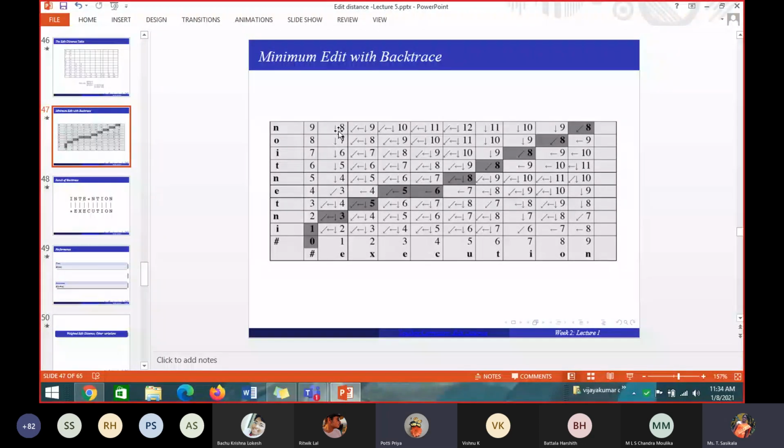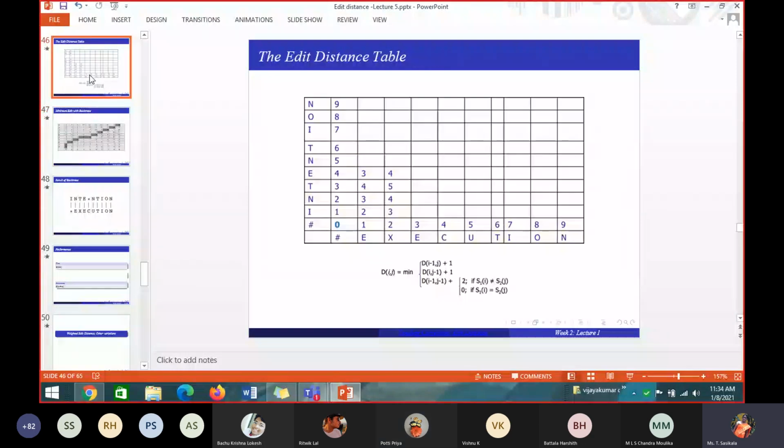Can you fill this table and come for the next class? Next, with X and I, how can I calculate? Similarly, you go with X with I, N, T, E, N, I, O, N. With X and I, what value are you getting? 3. How did you get it? 2 plus 1, and diagonal is 1 plus 2. So 3.